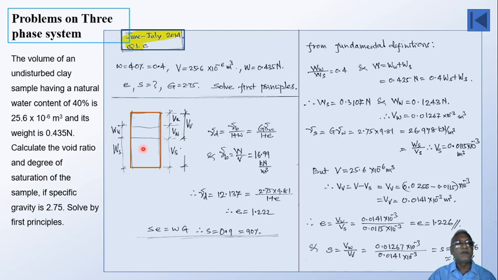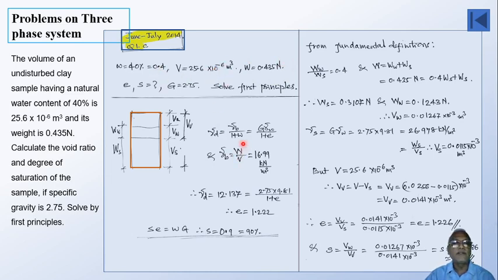It is a three-phase diagram with solids here, water there, and then air there. Total of these two is volume of voids. This is solids. Total volume is V, total weight is W, consisting of weight of water and weight of solids. Now, looking at the information, they have given weight of soil, volume of soil.